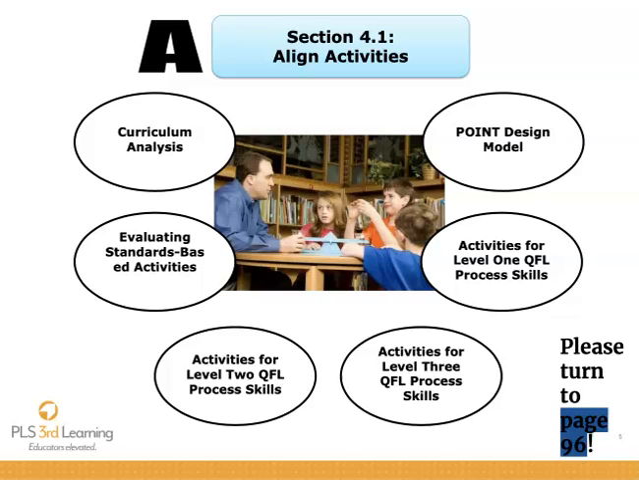Please turn to page 96, where the overview and objectives for this section are listed. On page 97, Align Activities Session 1, you will find a section map of the major topics contained in this section. First, we will do an analysis of our curriculum as we identify the essential, important, and interesting parts of the curriculum. This analysis will help us determine which standards are the best candidates for learning activities and which learning activities align best with our standards. We will discuss the rest of the components of the POINT design model.